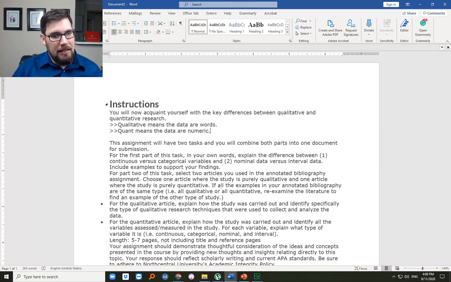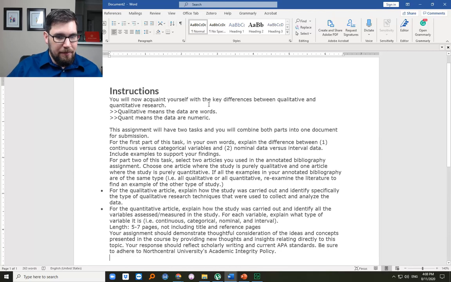And there's a lot more to what qualitative research means in terms of using words instead of using numbers. Sometimes you'll find some crossover, even without it being a mixed method study. For instance, a qualitative case study might use some descriptive statistics. We won't get into all the possibilities right now. This assignment will have two tasks, and you will combine both parts into one document for submission. Don't send me two documents.